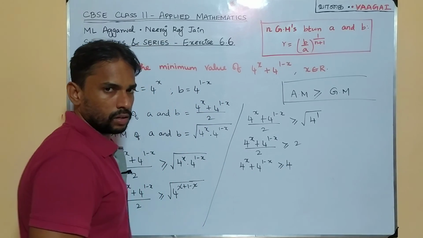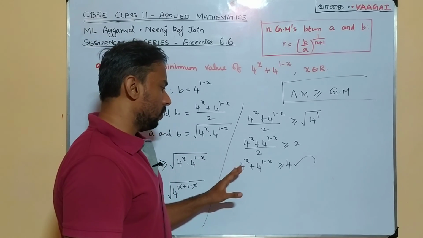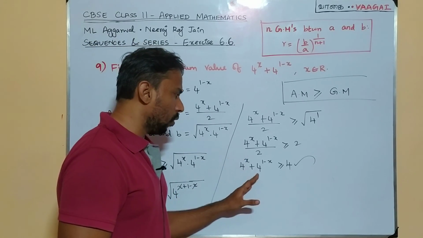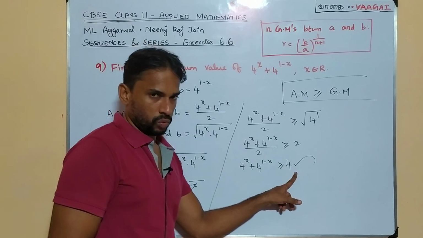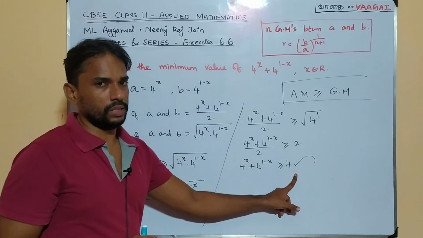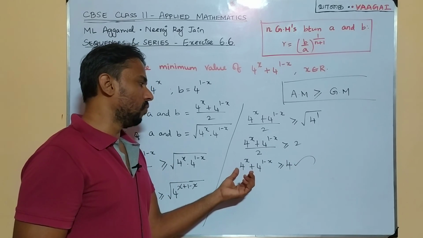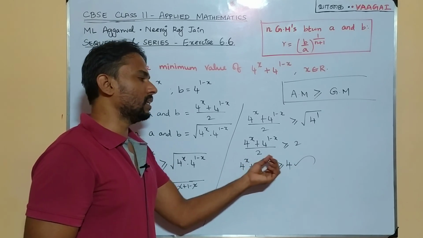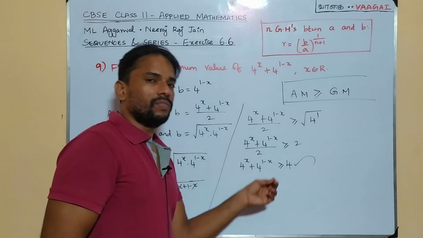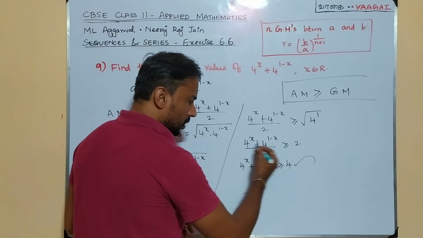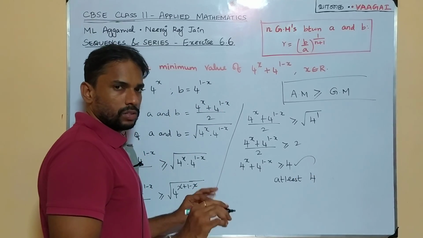So what is the meaning? The thing we can tell now is the value of 4 power x plus 4 power 1 minus x will always be either greater than 4 or equal to 4. It can never be less than 4. This is what this is coming to say. This expression, all it comes to say is the value of 4 power x plus 4 power 1 minus x is always greater than 4 or equal to 4. That means the expression's value will always be at least 4.